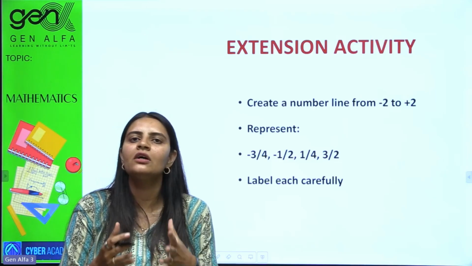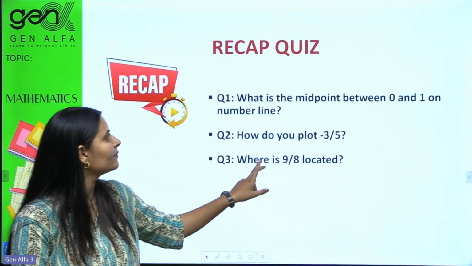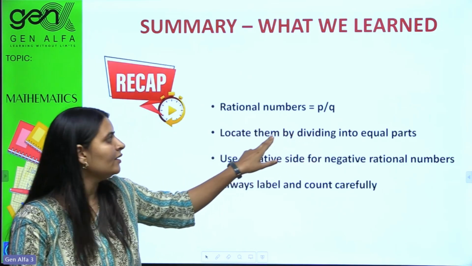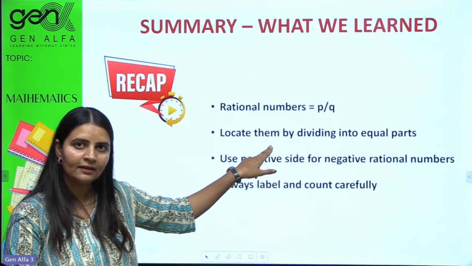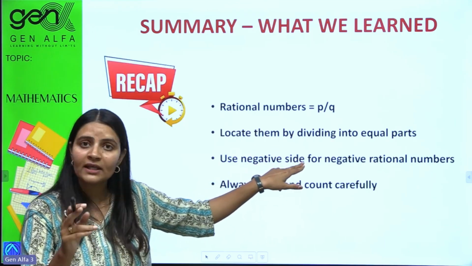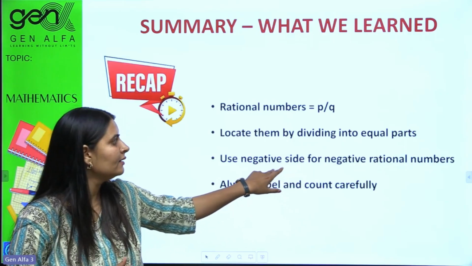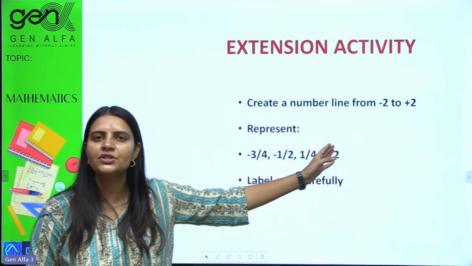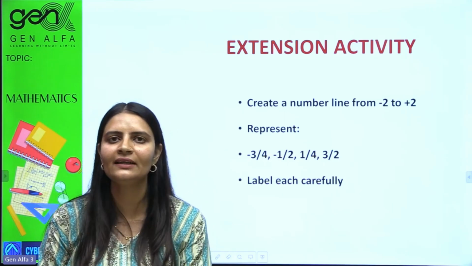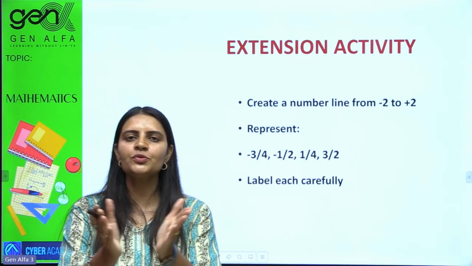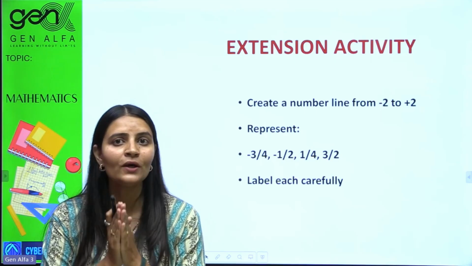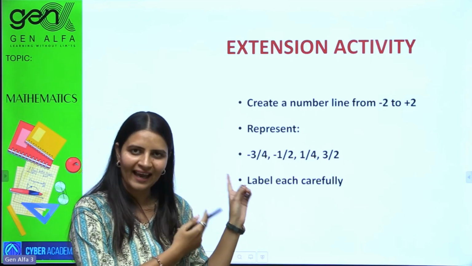So what we have learned, let me recall it. Rational numbers: what? P by Q form. We have to locate them by dividing into parts. The negative side we have learned. Mixed fractions and improper ones we have done. So this is your question. This will wrap up this session and you will get pro at representing rational numbers. Thank you so much, my number explorers. Just do this question. This is not dispersal time. This is activity time.